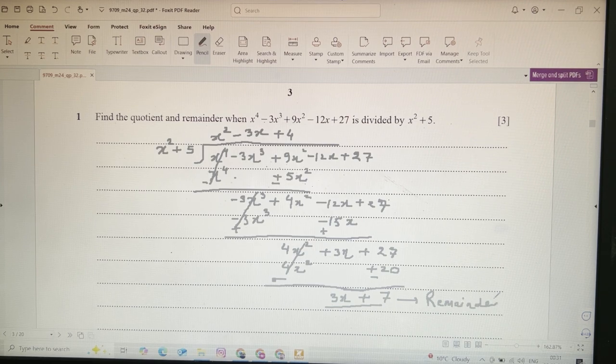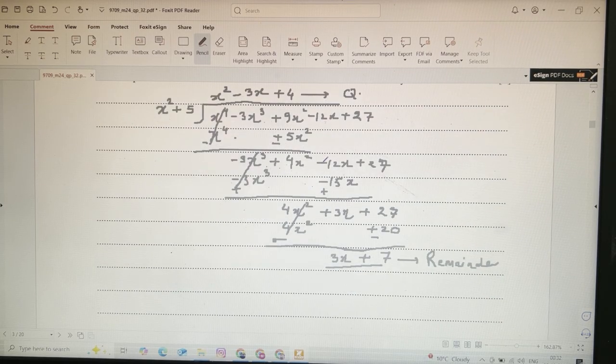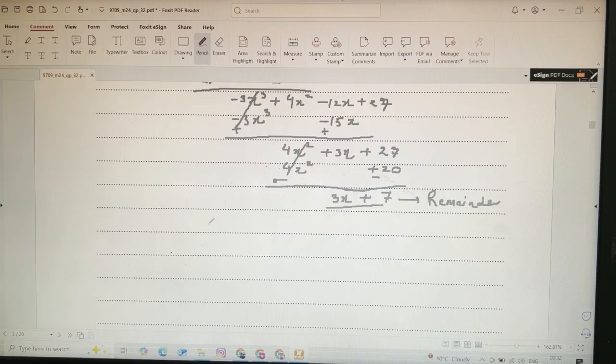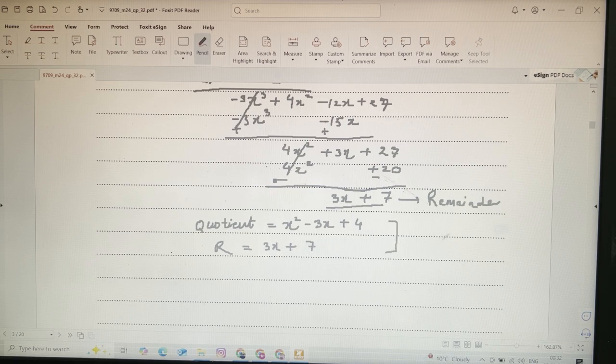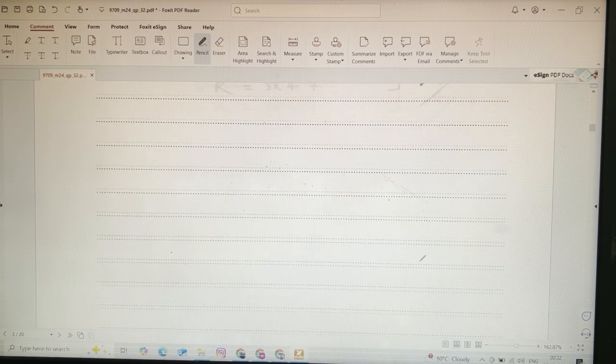and quotient is x square minus 3x plus 4. This will be the quotient. So this will be the answer for the first question. Quotient is x square minus 3x plus 4 and remainder is 3x plus 7. Now move to the next part.